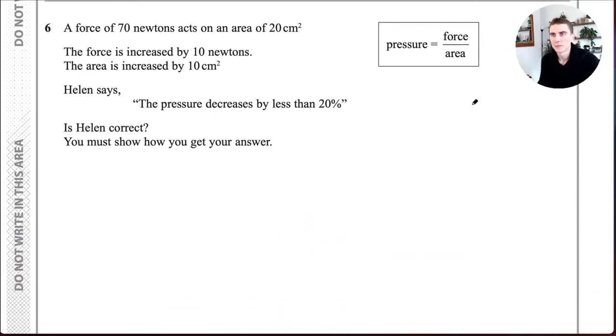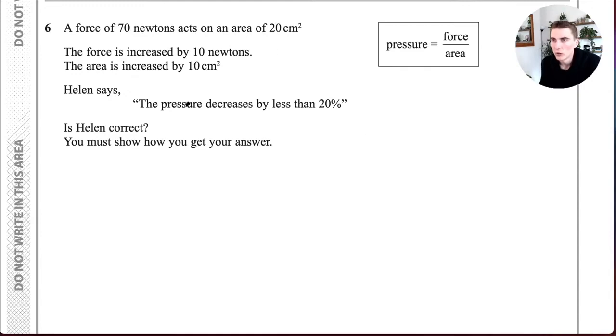Okay, number 6. So this one says that a force of 70 newtons acts on an area of 20 centimeters squared. Then the force is increased by 10 newtons and the area is increased by 10 centimeters squared. Helen says that the pressure decreases by less than 20%. Is she correct? We have to show our working.